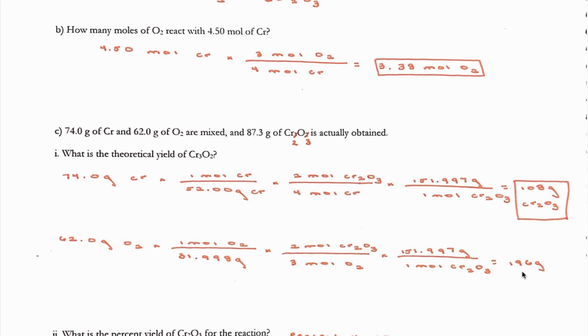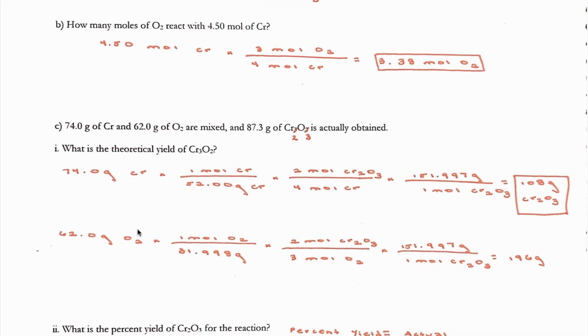Okay, so here's where the logic comes in. If you think about it, chromium can only make 108 grams of chromium oxide. Oxygen can make 196. So this is like the s'more example, right? I can have 100 marshmallows, but if I only have 4 pieces of chocolate, I can only make 4 s'mores. It doesn't matter that I have plenty of marshmallows. Same thing here. Even though I have plenty of oxygen, so it could make up to 196 grams of product, since my chromium can only make 108, my chromium, Cr, is my limiting reactant, and oxygen is my excess reactant.